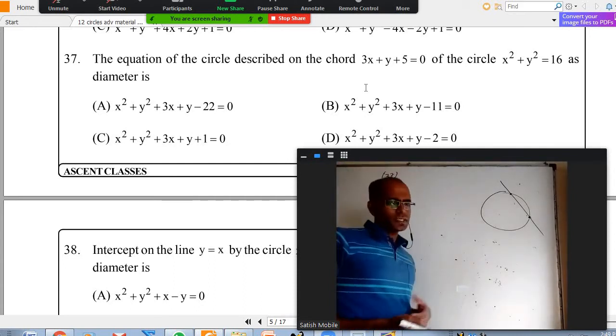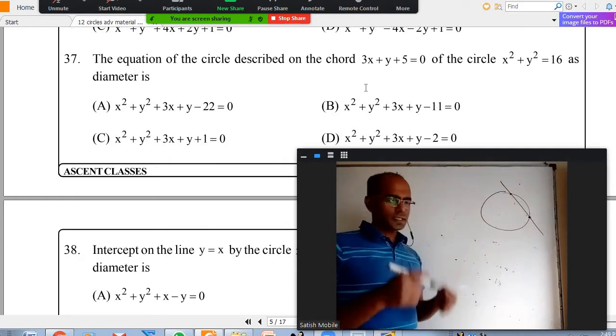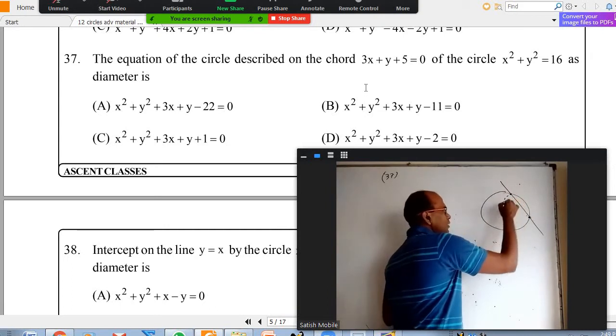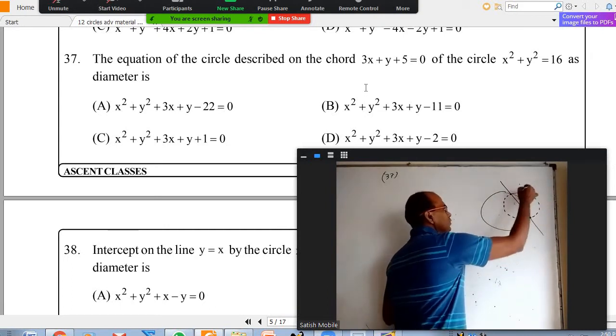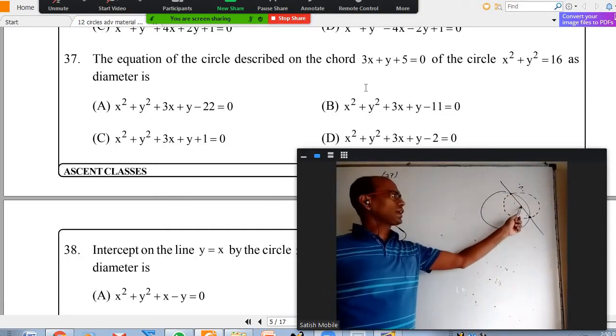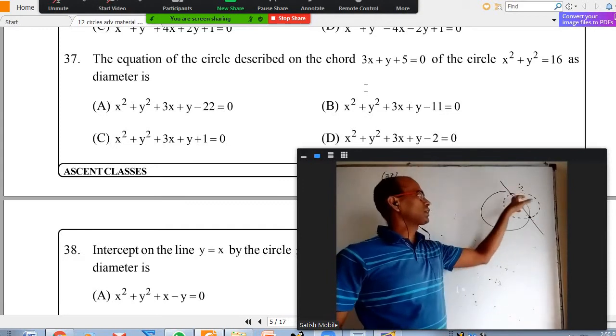Earlier we discussed three methods for this. Somebody can take S plus lambda L equal to 0. The question is, a circle and line are intersecting at 2 points. Take these as ends of diameter, we'll get a new circle. Put the center on this line and you'll find the center of the required circle. And root of r square minus d square will give you the radius of the new circle.